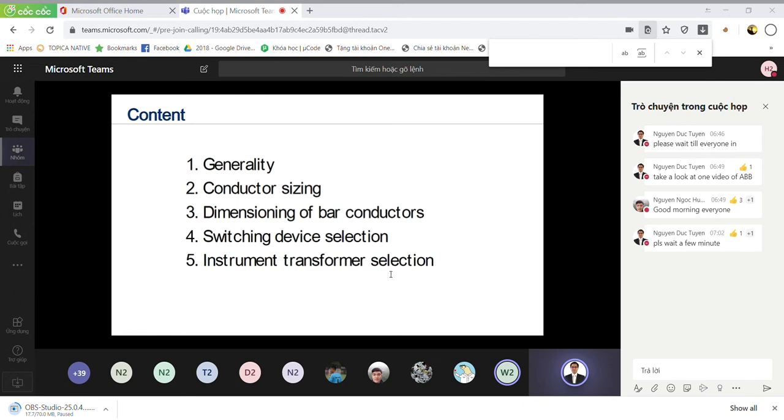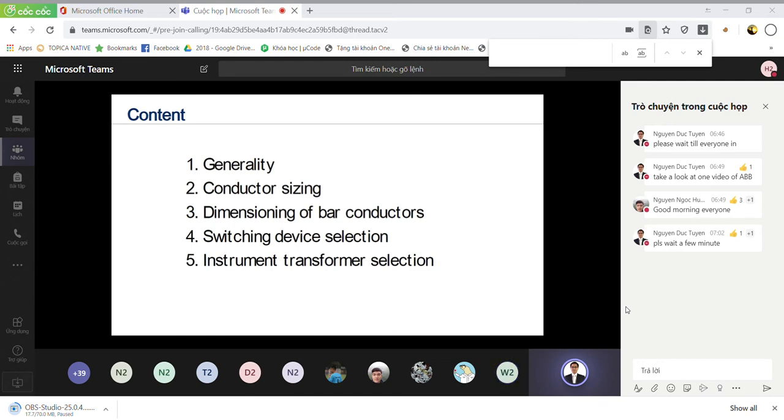So in this chapter, we have an important part of this subject, where we need to decide which device should be used: the rated value, the parameter, the capacity, and everything else regarding selecting the device in the distribution system. This chapter is divided into five parts. The first one is general information, how we need to deal with selecting the equipment in the power system.